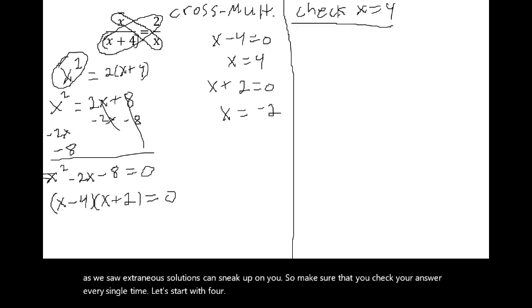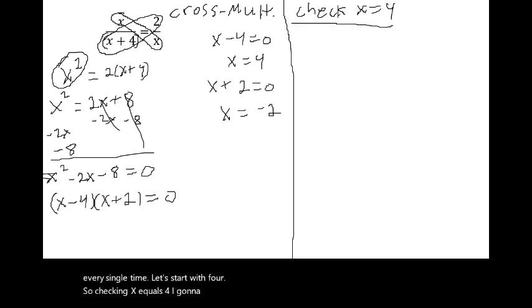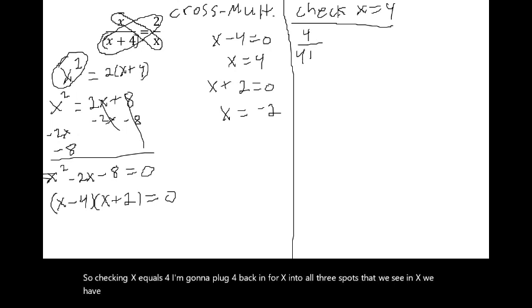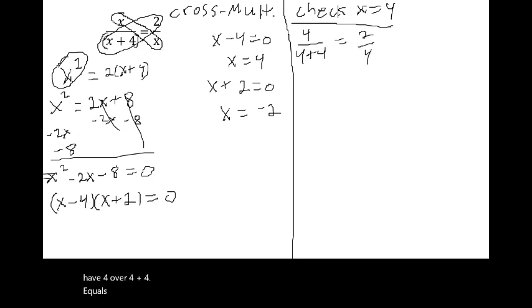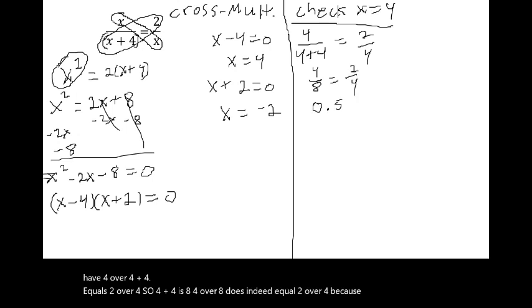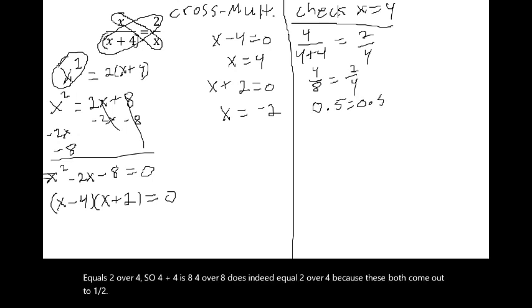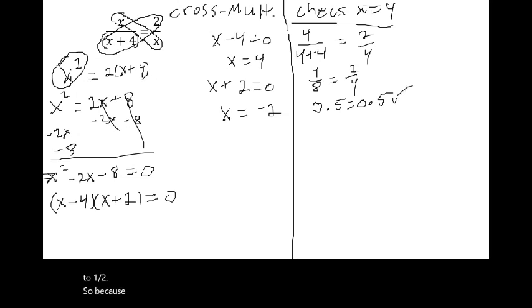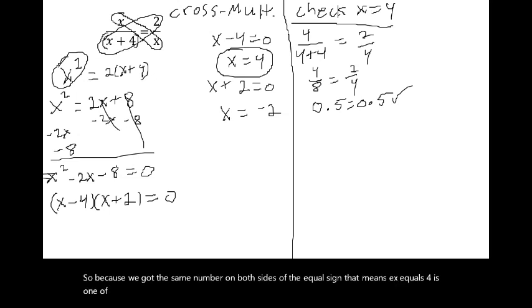So checking x equals 4, I'm going to plug 4 back in for x into all three spots that we see an x. So we have 4 over 4 plus 4 equals 2 over 4. So 4 plus 4 is 8. 4 over 8 does indeed equal 2 over 4 because these both come out to 1/2. So because we got the same number on both sides of the equal sign, that means x equals 4 is one of our solutions.